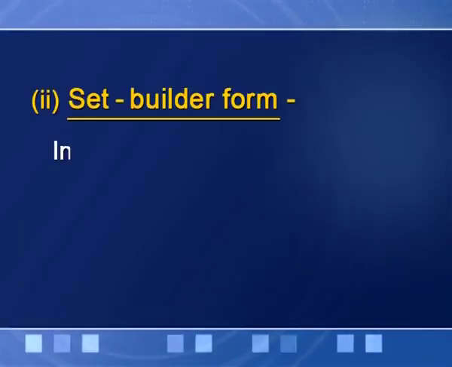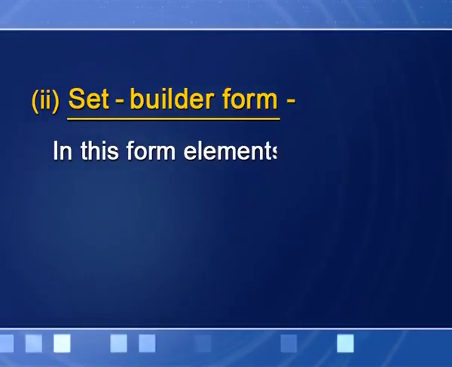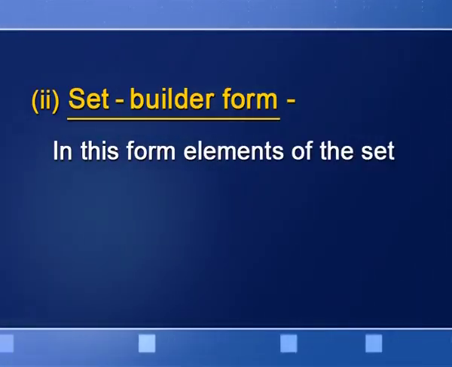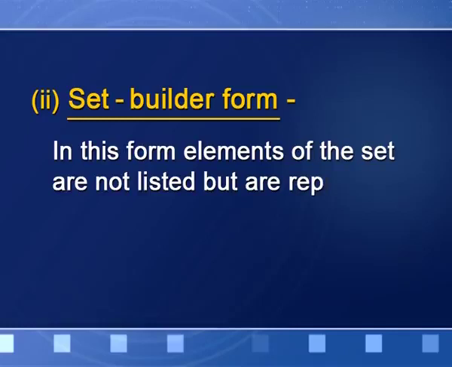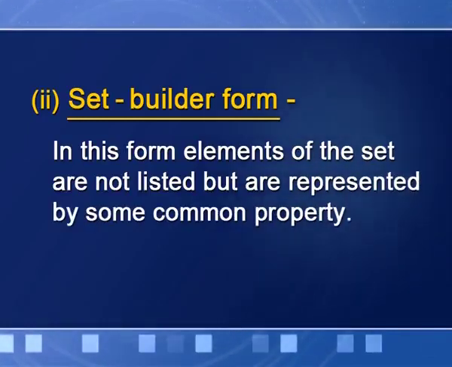The second method to represent a set is set builder form. In this form, elements of the set are not listed but are represented by some common property. It means for using this form, the elements should follow some common property. Then only we can use this method.